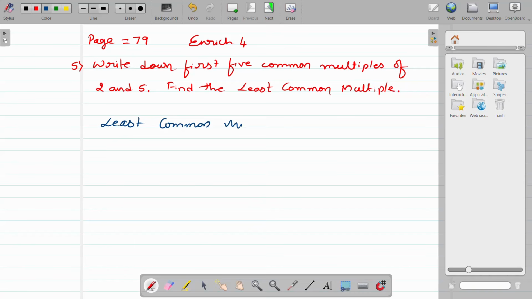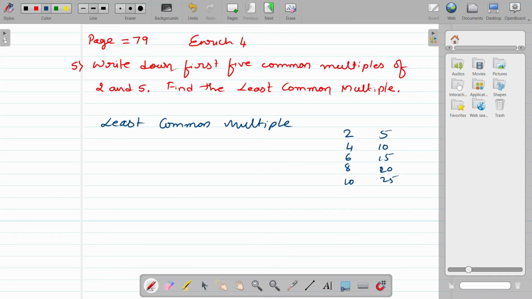We have already studied the word common multiple. The common multiple means the multiple which should be there in the given numbers' multiples. For example, common multiples of 2 and 5 means we have to find the multiples of 2. For example, I will write 2, 4, 6, 8 and 10 are the multiples of 2. Similarly, 5's multiples are 5, 10, 15, 5 fours are 20, 5 fives are 25. These are the multiples of 5.